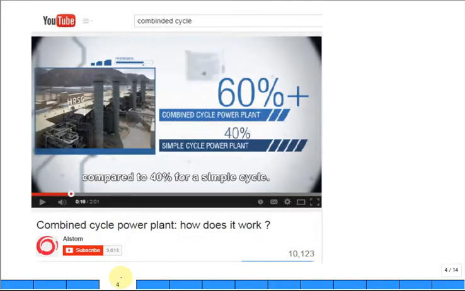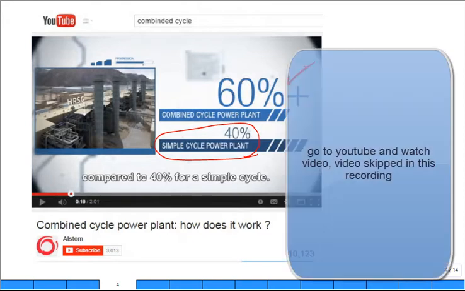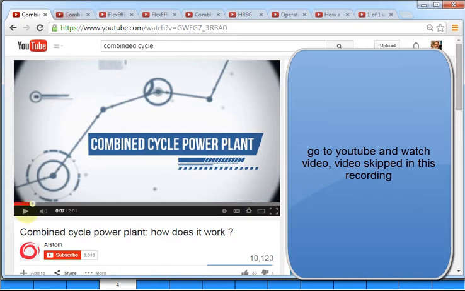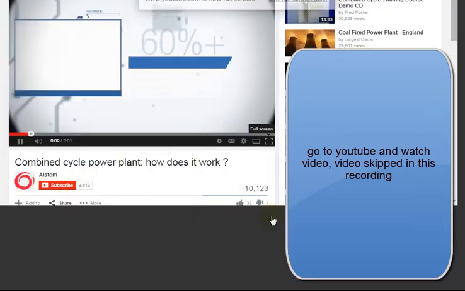Let's take a look at some videos. Notice that they're going to start talking about what is the achievable thermal efficiency of these plants. That's phenomenal. That is very high compared to a simple cycle power plant, which means you just had the Brayton without any boiling of water with the bottoming Rankine cycle combined, right? And so let's take a look at this video. 60% plus.